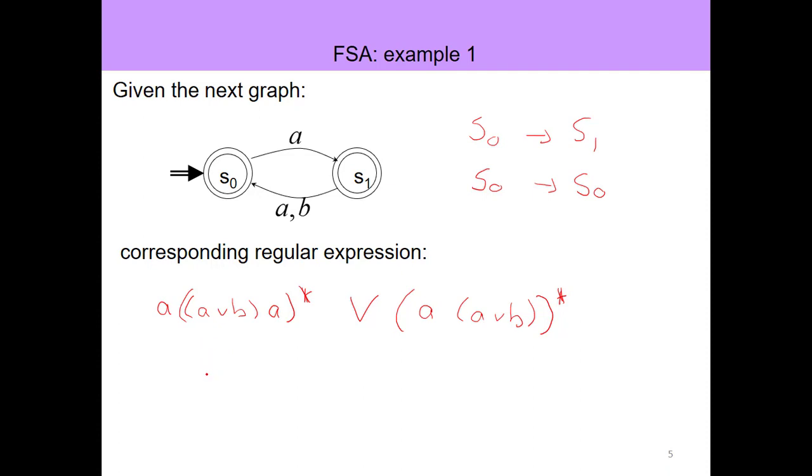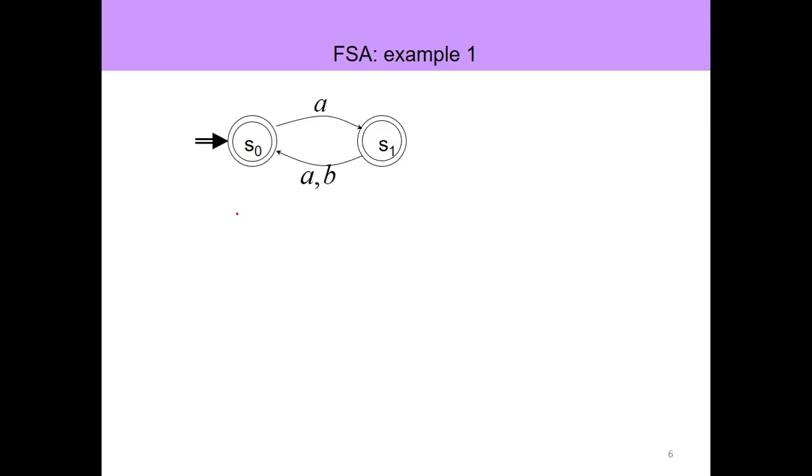Well, is this graph a finite state automaton? Well, no, it's not. Because if we look at S1, for instance, we can go back with A and B. But if we look at S0 and I get a B, I have nowhere to go. And there is no transition defined from S0 with B. So how can we fix this?